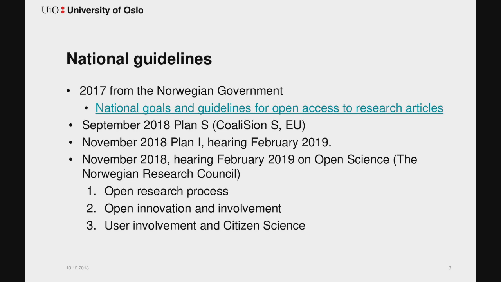Quite a lot of articles have been published in the national press about the plan and its contents. We now have two hearings coming up. The Norwegian Research Council welcomes all units in higher education to contribute to developing a new policy on open science. And there are three issues to be discussed. One, open research processes. The library is involved in this one. Number two, open innovation and involvement. Number three, user involvement and citizen science. And also coming up is a hearing on Plan I, how to implement Plan S. Higher education in Norway on all levels is heavily engaged in these issues as we speak.